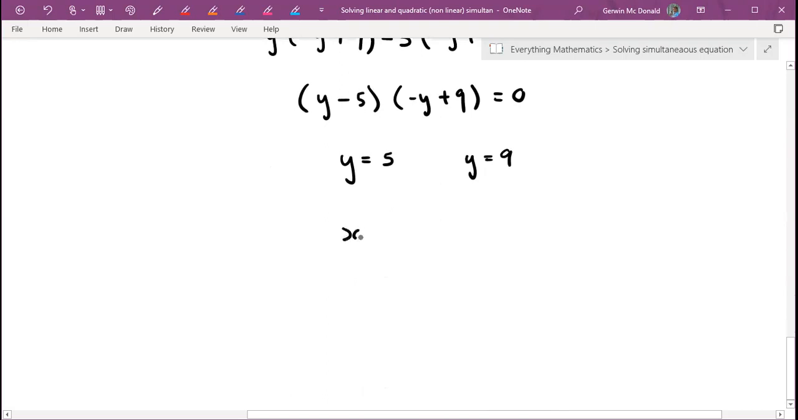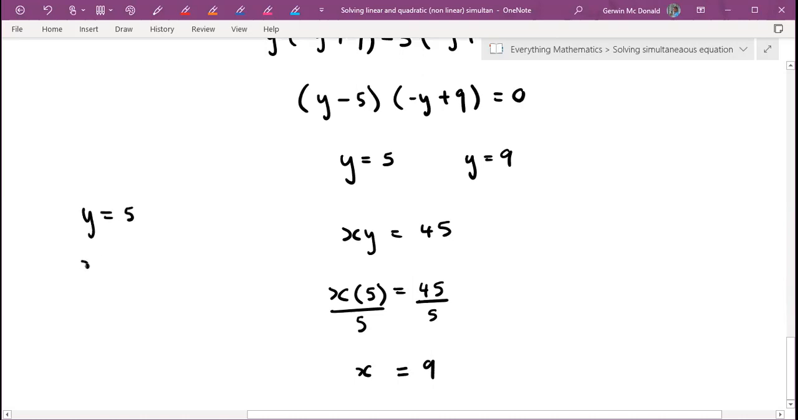So xy is equal to 45. And we know what y is in both instances, right? So let's do one at a time. So when y is 5, we have x times 5 equal to 45. And of course, if we divide here by 5, we divide over here by 5. So when y is 5, x is actually 9. So when y is equal to 5, x will be equal to 9.